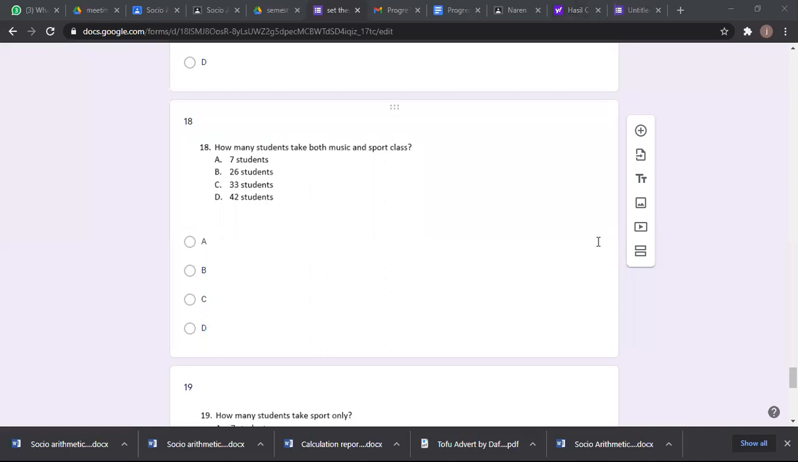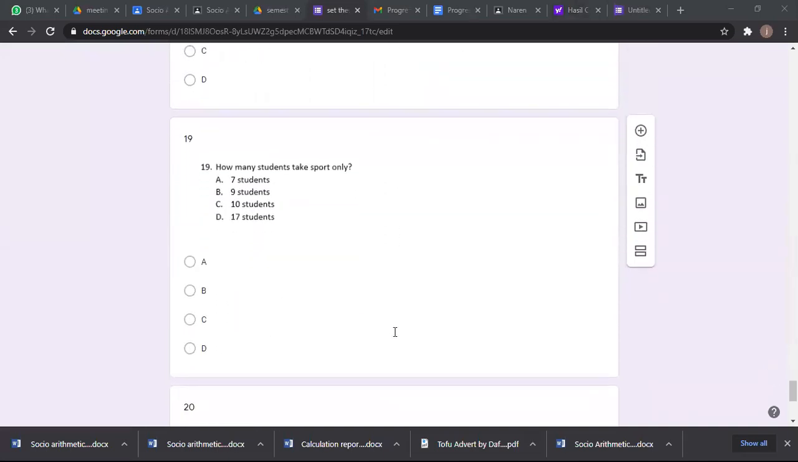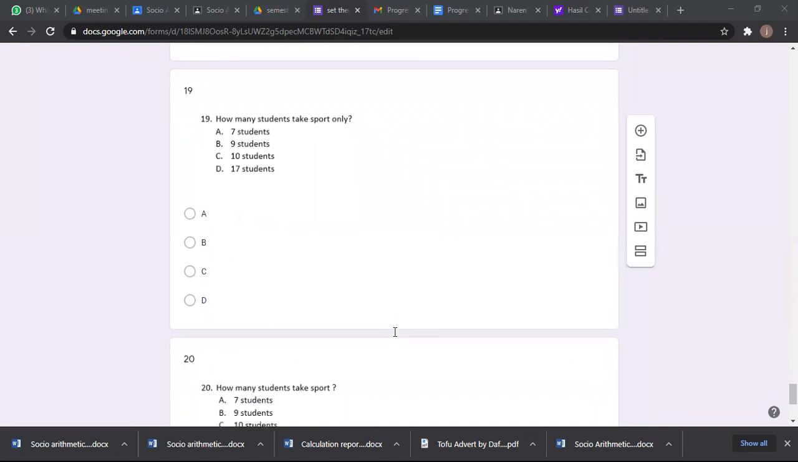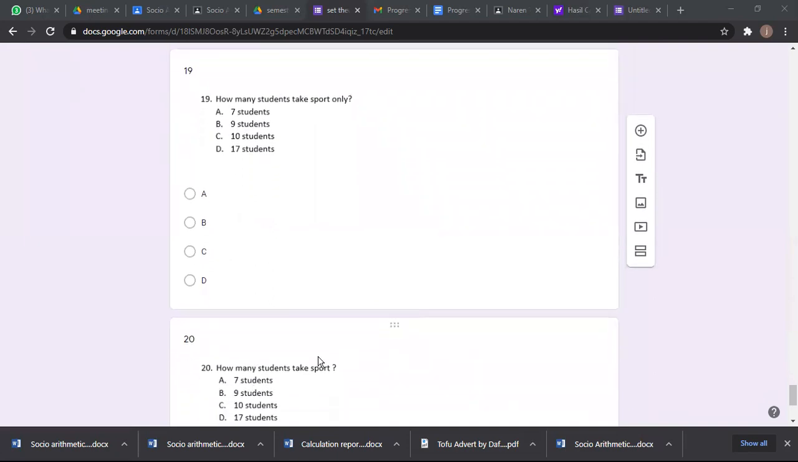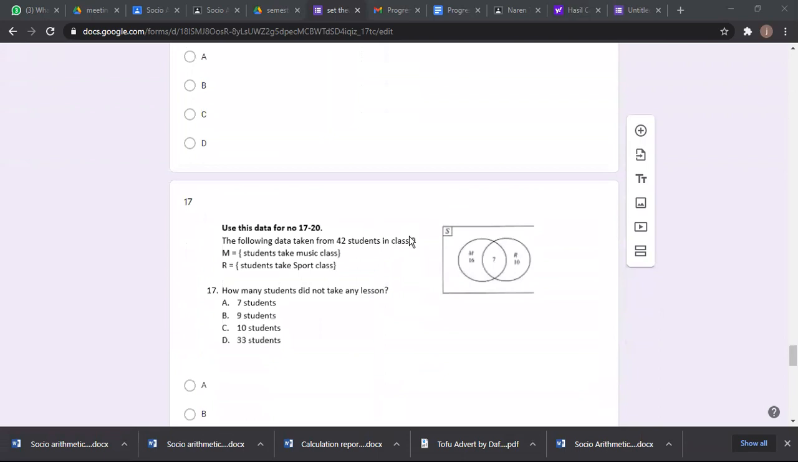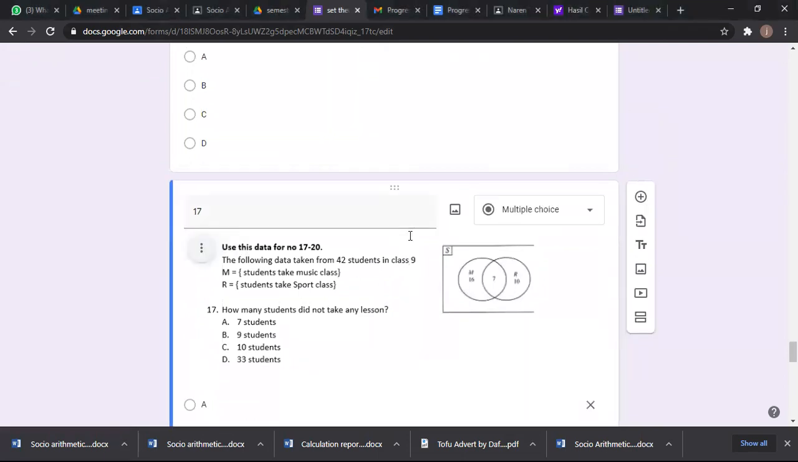And then how about number 19? How many students take sport only? Careful with the question, because number 19 and number 20 are almost similar. How many students take sport only? How many students take sport? What is the difference? Look at this Venn diagram. So sport is on the R. So here we can see from this circle. So who takes sport is 10 plus 7. So 17 students.